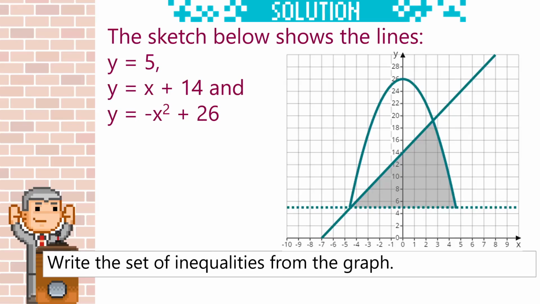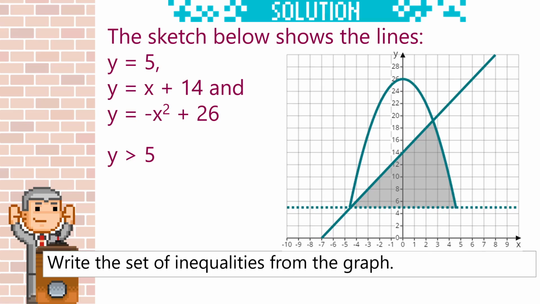We need to first of all realise which graph is which. The horizontal line is obviously the y equals 5 line. The diagonal one is the y equals x plus 14 line, and the curved one is the quadratic. The region is above the horizontal line, so our first inequality will be y is greater than 5.